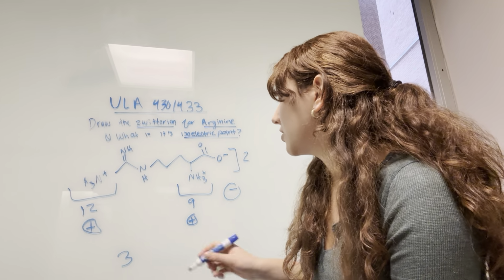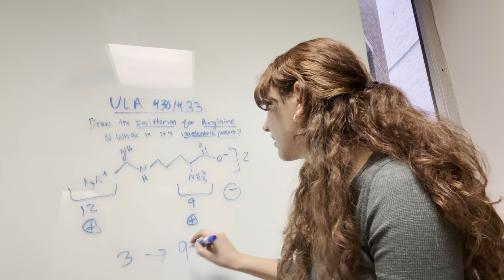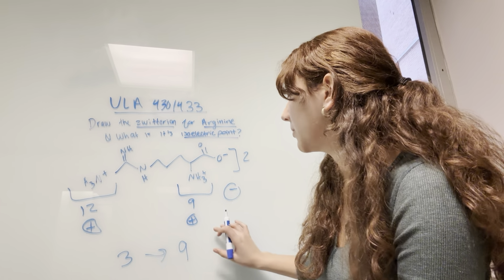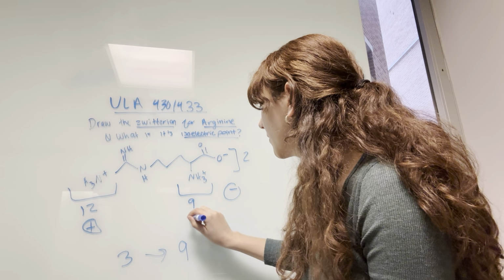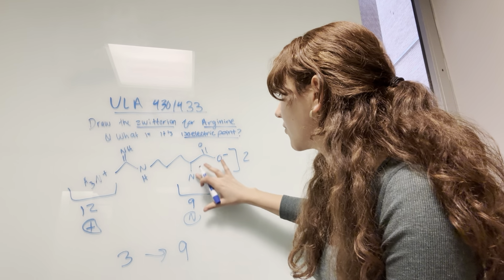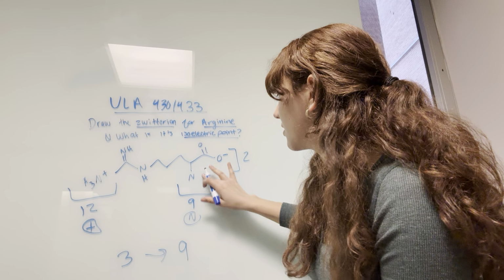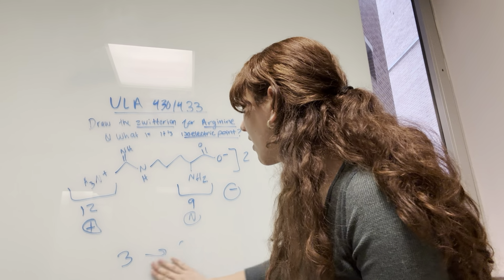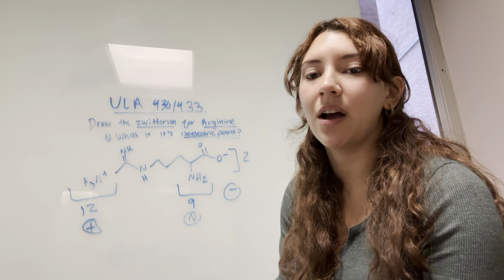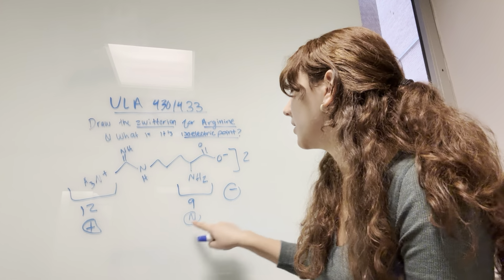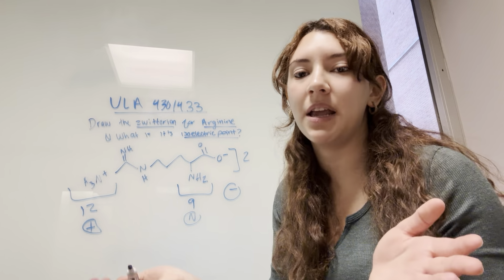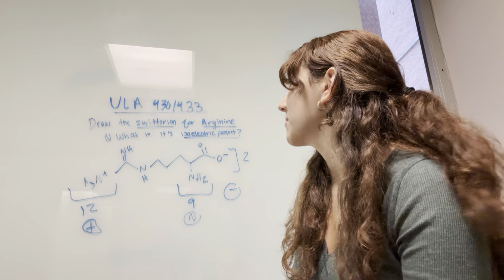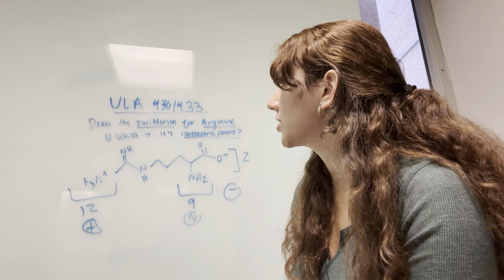Now if we raise it to a pH of 9, our amino group will deprotonate. So this will now be neutral, and this will change from NH3+ to just NH2. So now we have our Zwitterion form: negative, neutral, positive. That's going to make an overall neutral charge of 0. Okay, so that takes care of our first question.